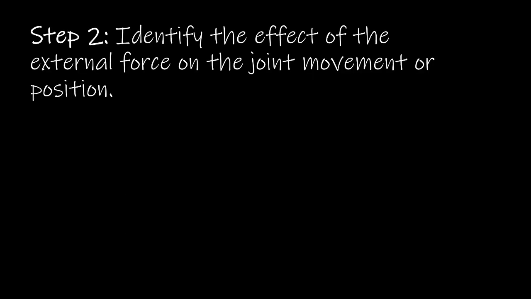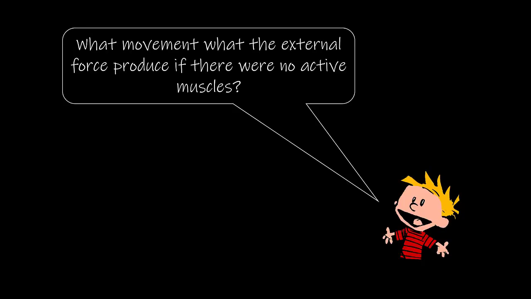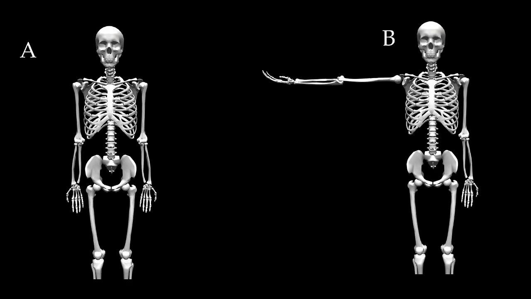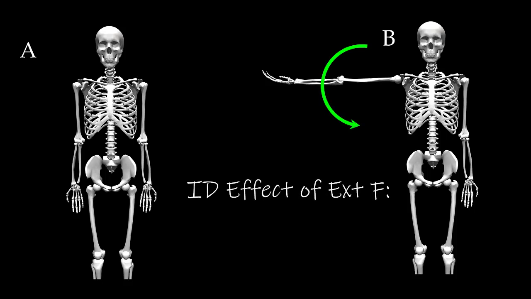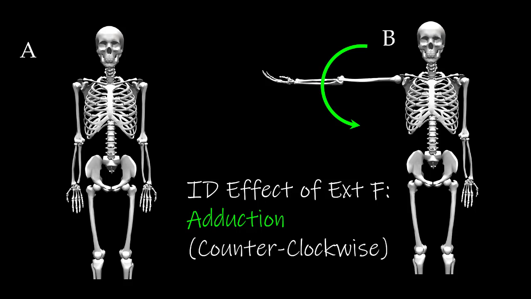Step 2 is to identify the effect of the external force on the joint movement or position. In this case, we ask ourselves, what movement would the external force produce if there were no active muscles? In this example here, going from position A to position B, the external force would be gravity. We can see gravity would want to rotate the arm downward. So identifying the effect of the external force would be adduction, or from our perspective here, a counterclockwise rotation.